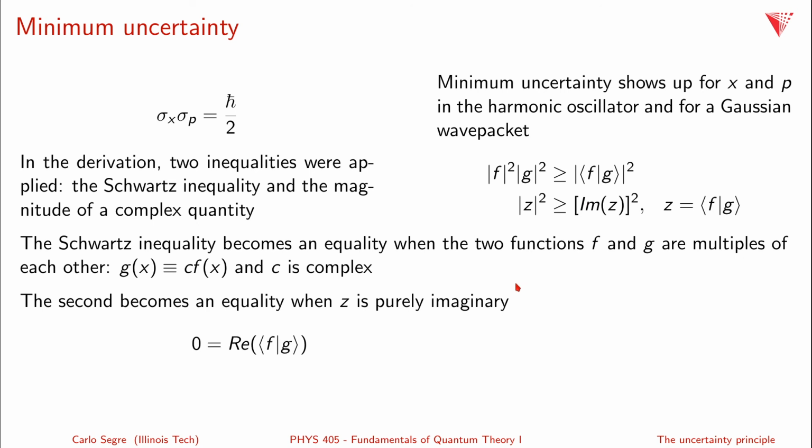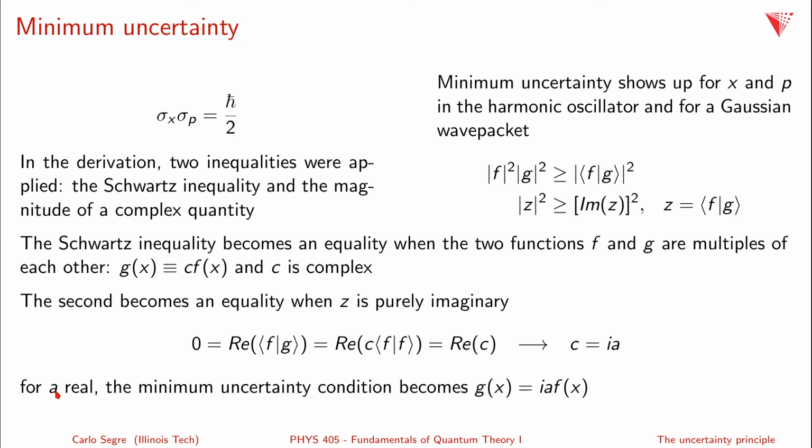So let's see what the consequences are. That is, if z is purely imaginary and z is equal to the inner product of f and g, then 0 is equal to the real part of the inner product of f and g. But the real part of the inner product of f and g, given that g is equal to c times f, is just the real part of c times the inner product of f with itself. But that's just the real part of c. So that says that c must be purely imaginary. So let's call c equal to iA.